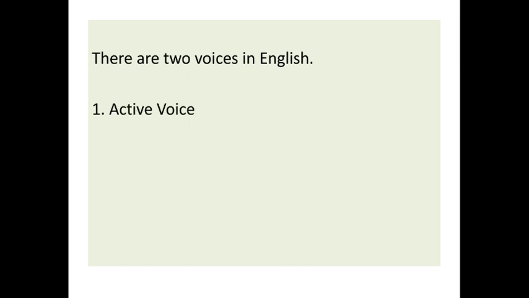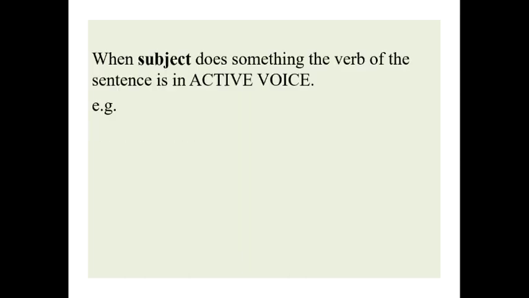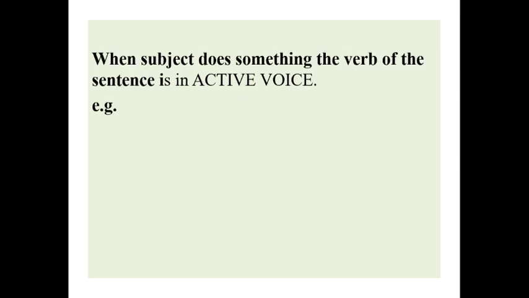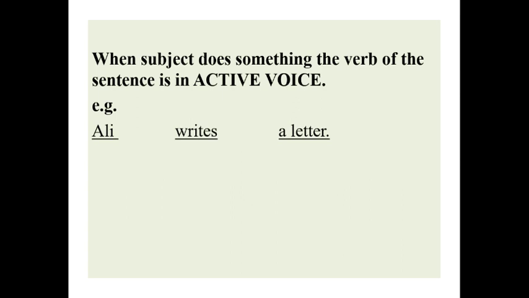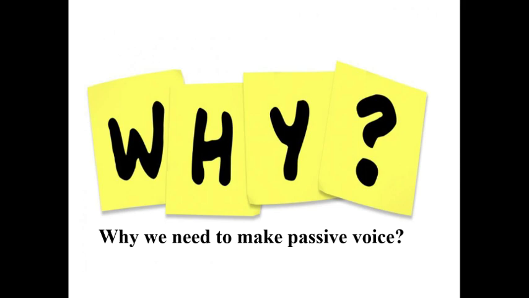Today we will learn the basic rules of active voice and passive voice and how to change active into passive voice. In English there are two voices, active voice and passive voice. When the subject does something, the verb of the sentence is in active voice. For example, Ali writes a letter. Here the subject is doing something, so the verb write is in active voice.